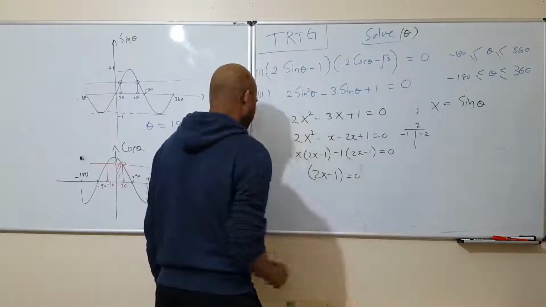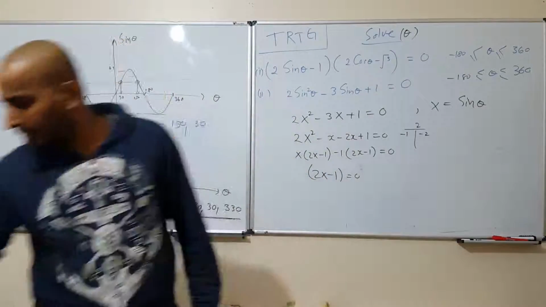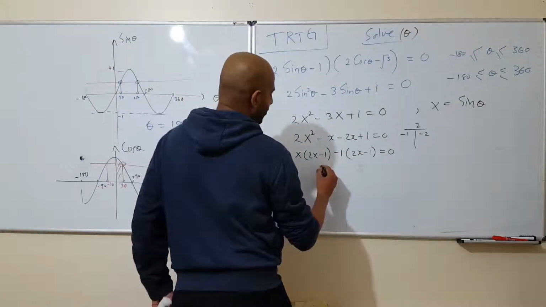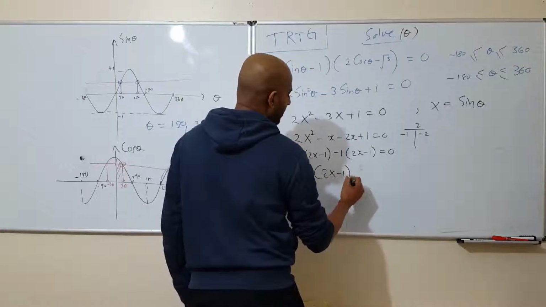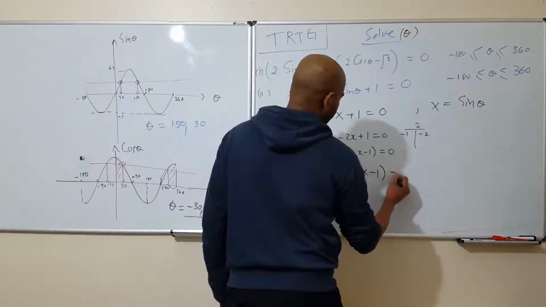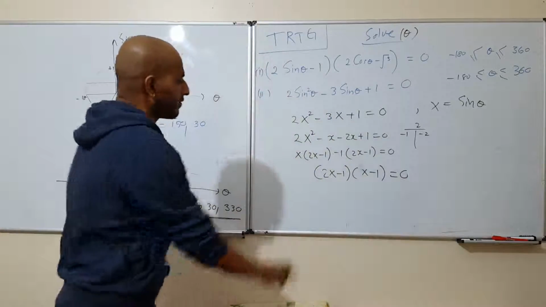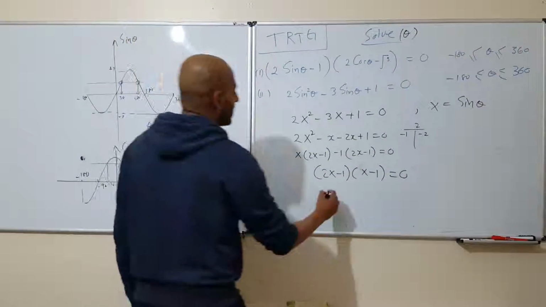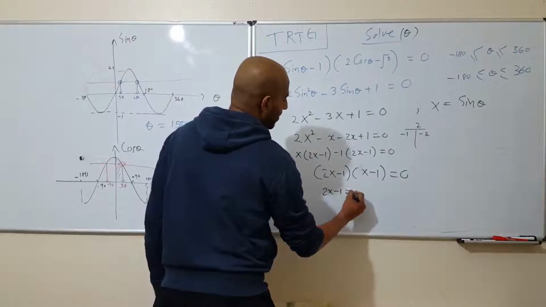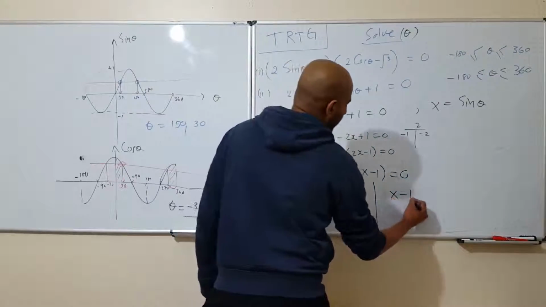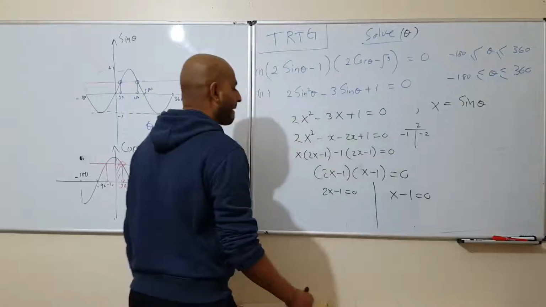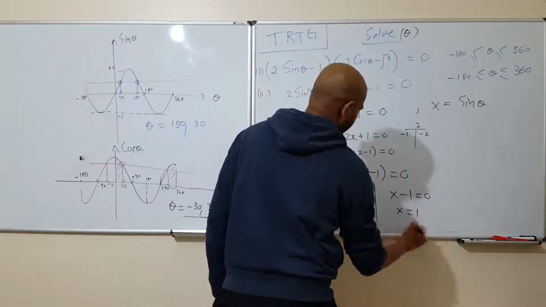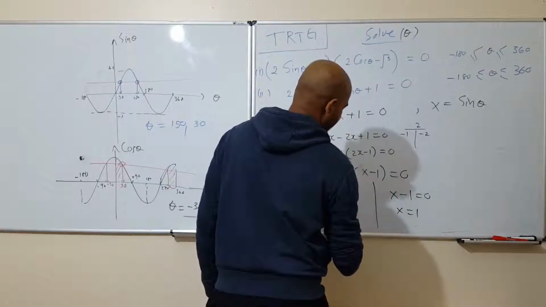Sorry, just being too hurried. This is factorizing first. Factorization hasn't finished. 2x minus 1 and x minus 1 equals 0. This is factorizing. Okay. This yields us 2x minus 1 equals 0, and x minus 1 equals 0. So x equals half, and x equals 1.